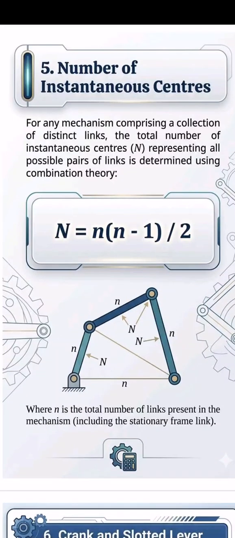Number of instantaneous centers. For any mechanism comprising a collection of distinct links, the total number of instantaneous centers representing all possible pairs of links is determined using combination theory. N is equal to n(n minus 1)/2, where n is the total number of links present in the mechanism.